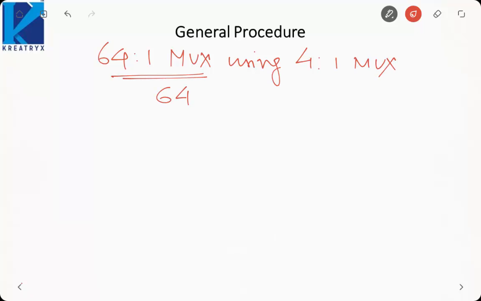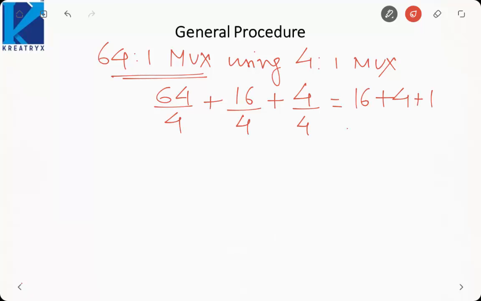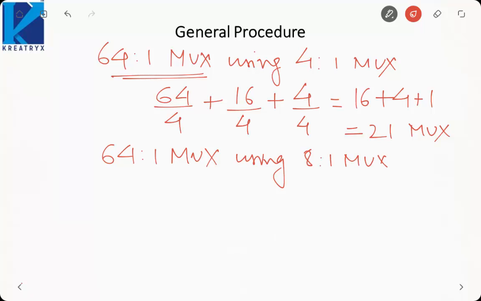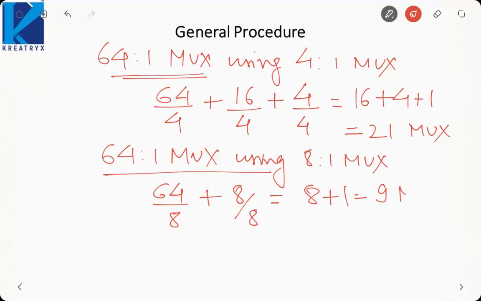So that is the general procedure. Let us take a few more examples. Suppose I want to design a 64:1 mux using 4:1 mux. So what you will do is 64 by 4, quotient will be 16, 16 by 4, quotient will be 4, 4 by 4. So it will be 16 plus 4 plus 1, that is 21 mux. Similarly, if I design a 64:1 mux using 8:1 mux, then what will happen? 64 by 8 plus 8 by 8, that is 8 plus 1, 9 mux.